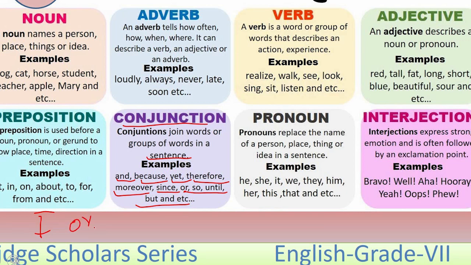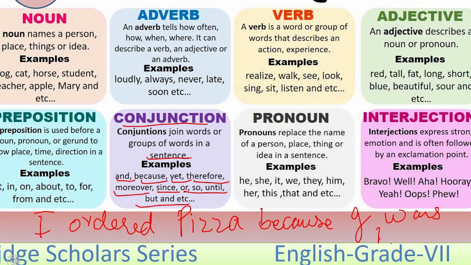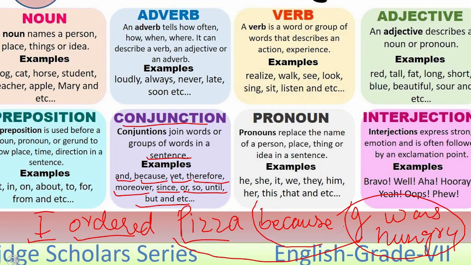I ordered pizza because I was hungry. Here we have two simple sentences. Subject, verb and object: I ordered pizza. But here we have another simple sentence too. And we are joining these sentences together by adding a conjunction between them, because these two sentences are related to each other.